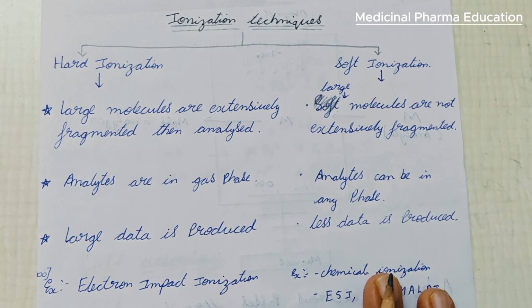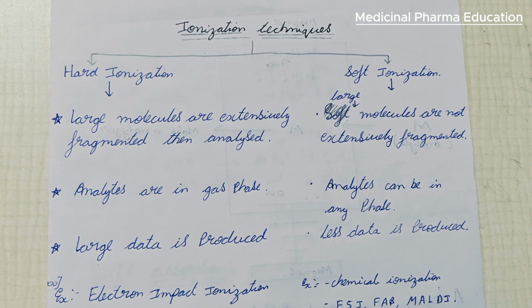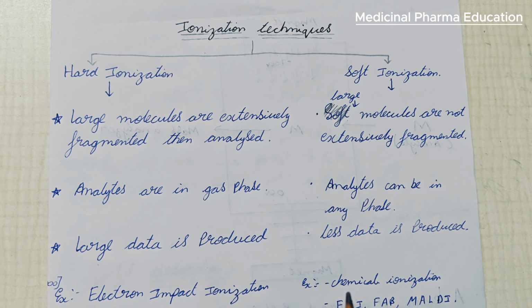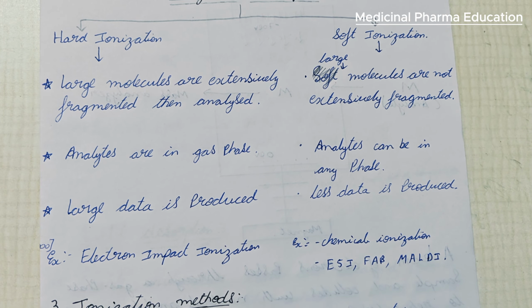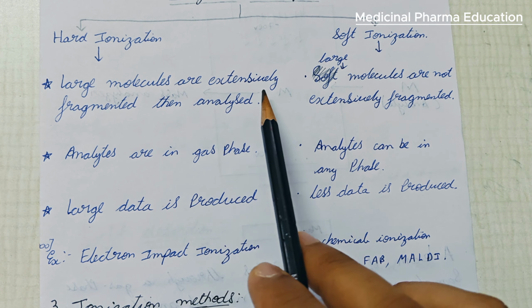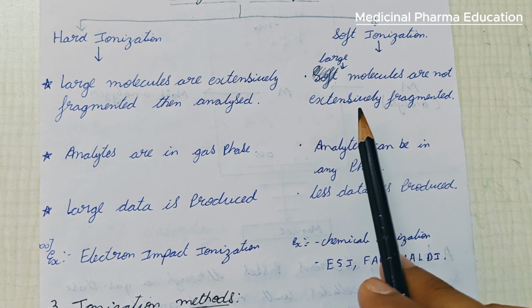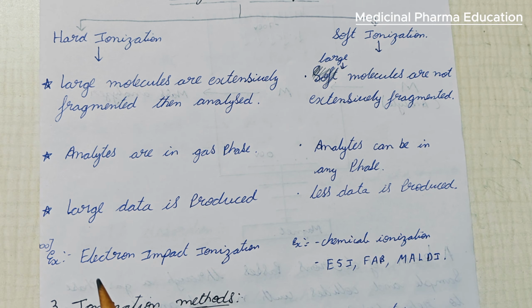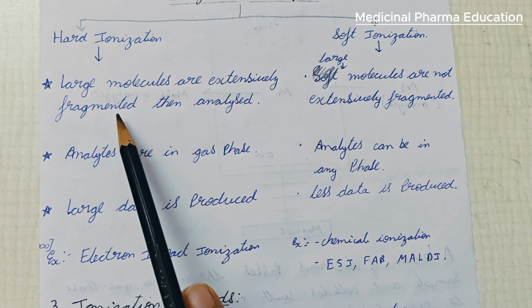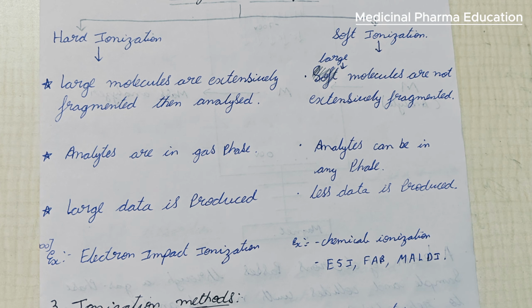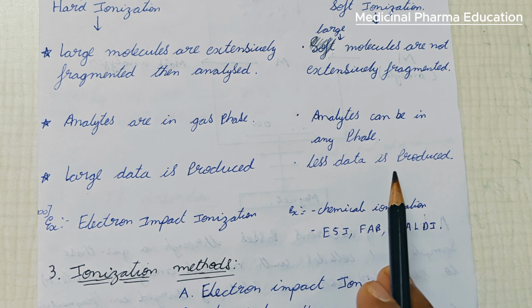In that, we have two types of ionization techniques: hard ionization and soft ionization. This is very important, because based upon this we get the data. What is hard ionization? Larger molecules are extensively fragmented and then analyzed. In soft ionization, larger molecules are not extensively fragmented. The basic difference is that larger fragmentation gives larger data. Analysis takes place in the gaseous phase. Soft ionization produces lesser data.